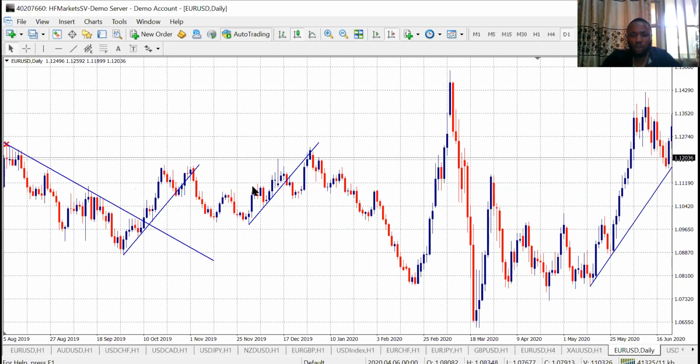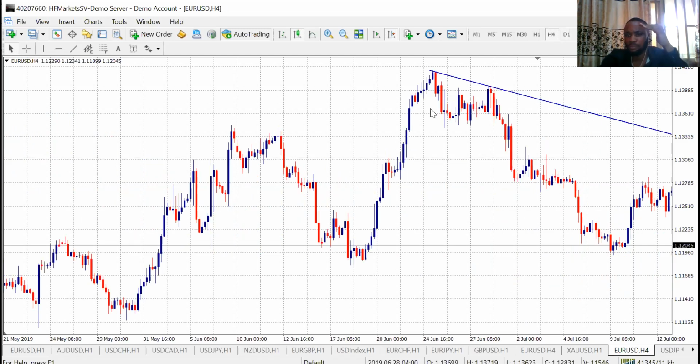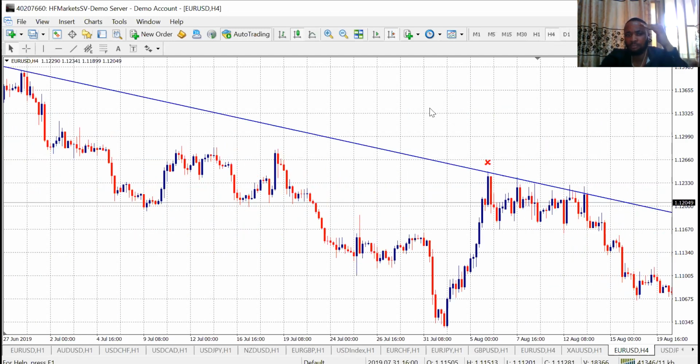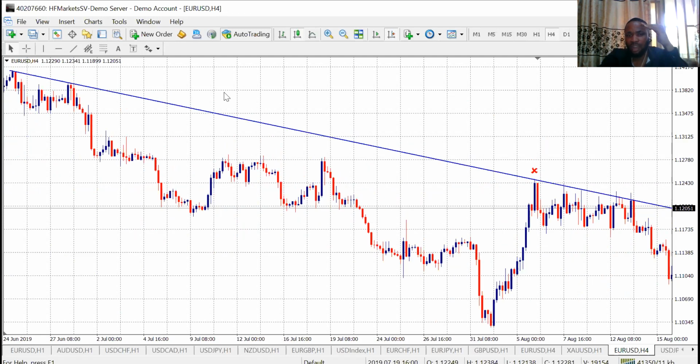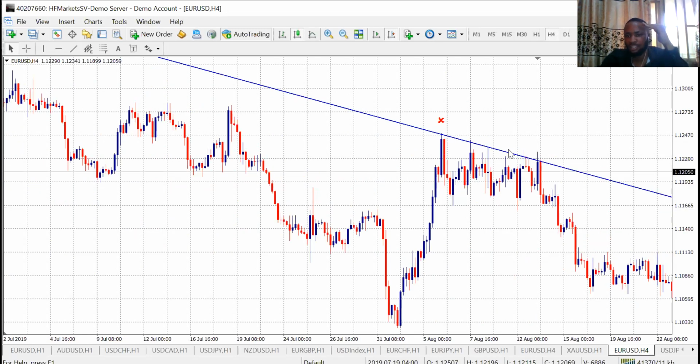For you to draw your trend line, you have to go to a bigger time frame, like a daily or 4-hour time frame. You can see this is a 4-hour time frame. As a daily trader, if I join these two points together, it's enough for me to draw my trend line. You can see what happened next. There was a rejection. The trend line was acting as a resistance.